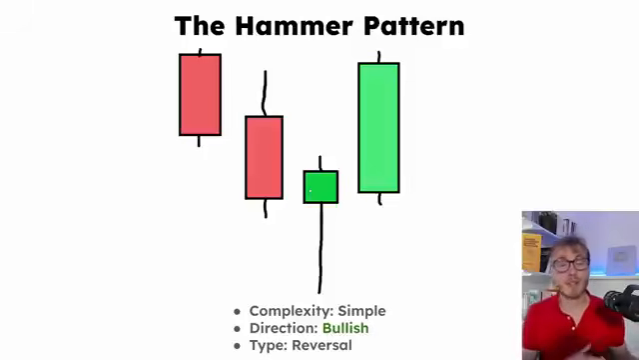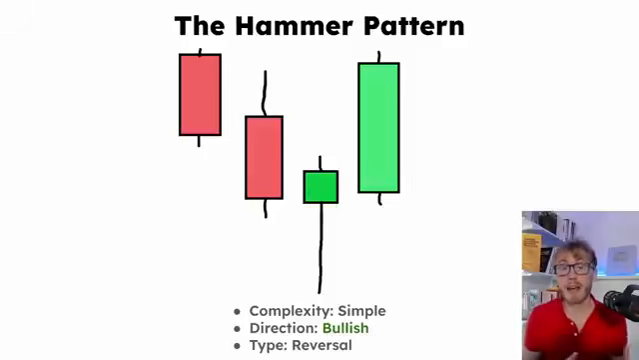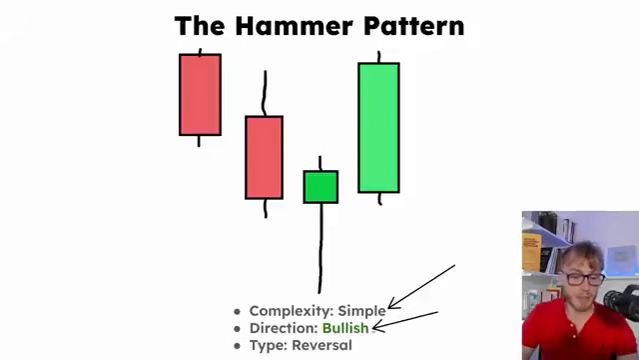All right, so now the time has come to take a look at one of my personal favorite patterns, and this right here is the hammer pattern. This pattern is a simple pattern because it consists of only one candlestick. The direction here is bullish and the type is reversal.